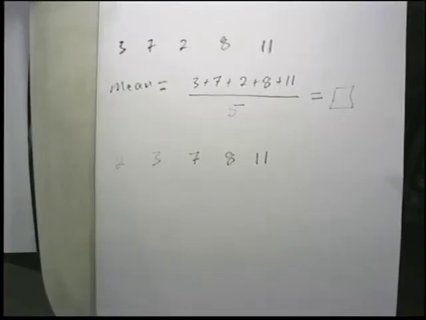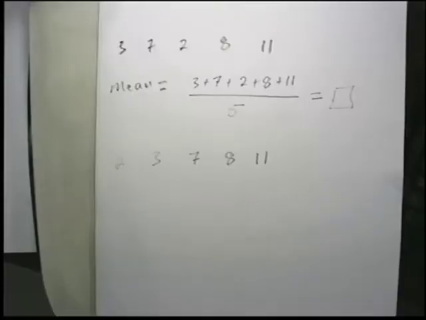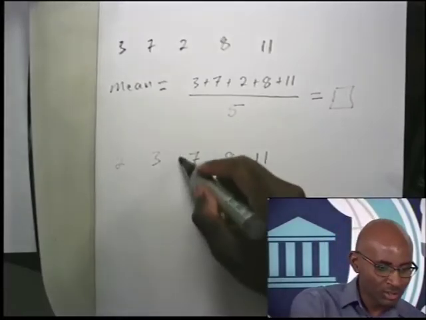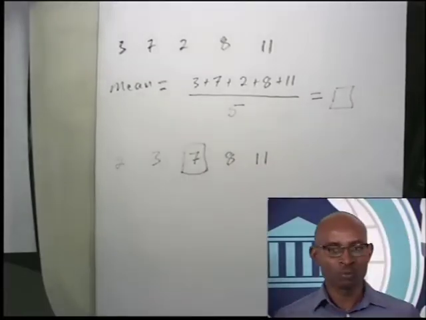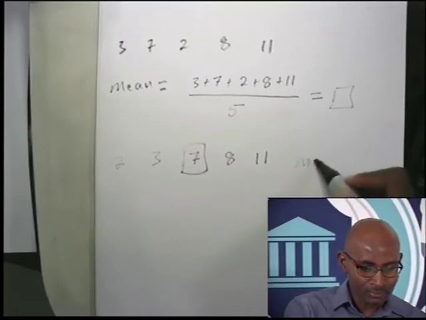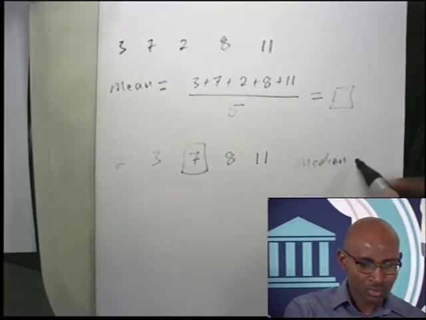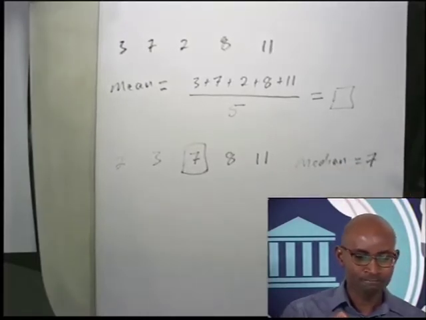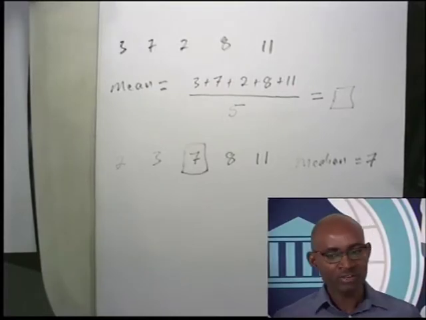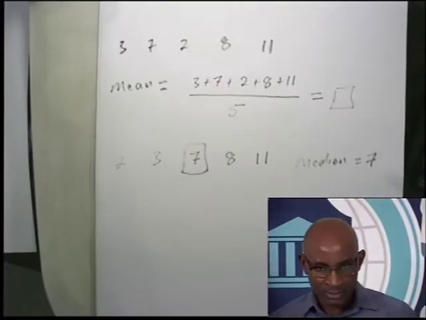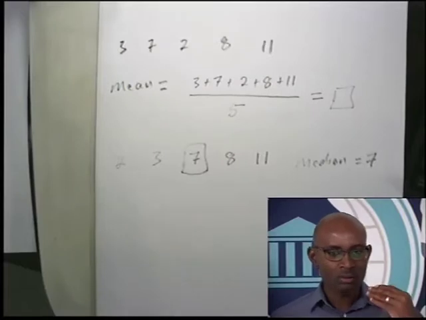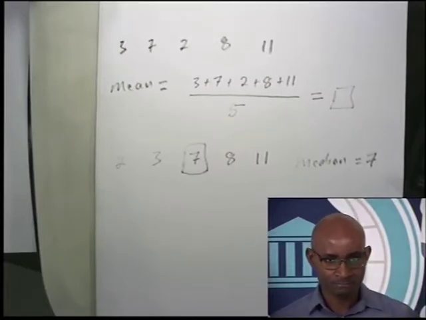Okay, so in our case we are lucky because we have 5, which means we do have a middle number, and in this case the middle number will be the data that is position number 3, which is that one. So our median is equal to 7, because after having ordered our data, the middle number is 7.